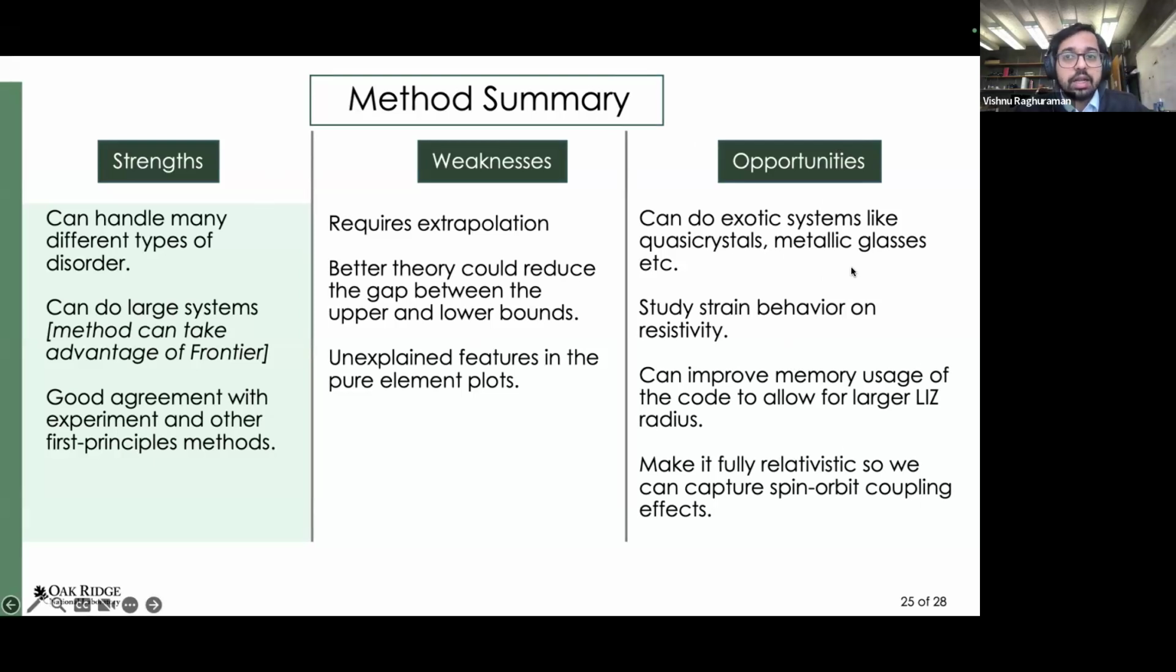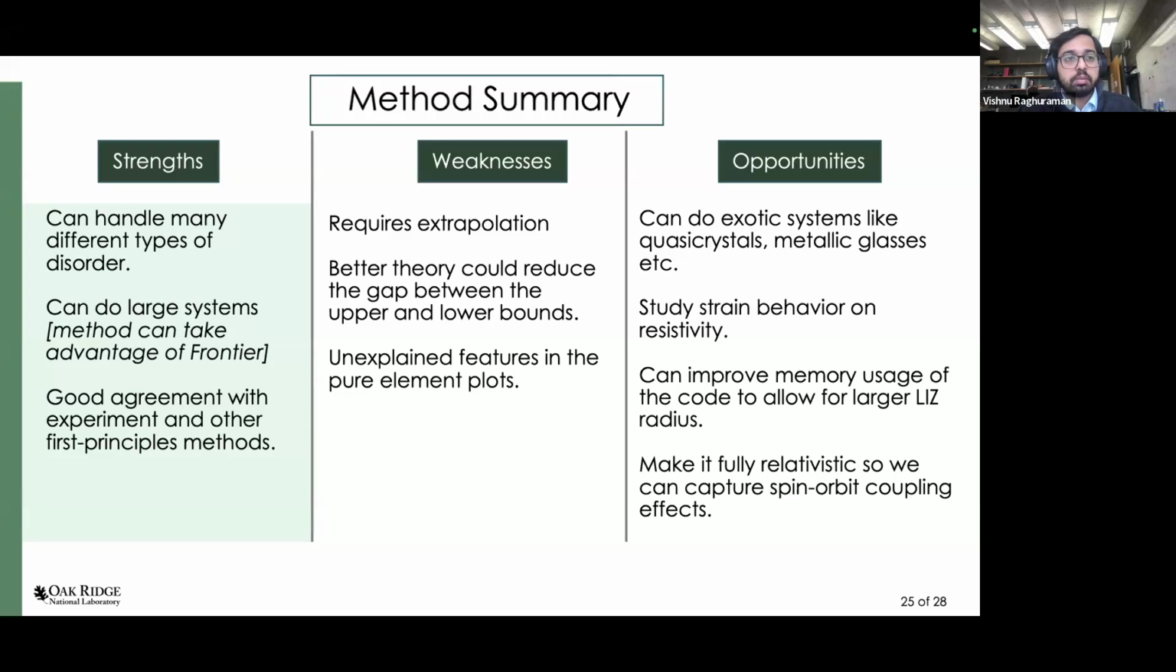There are plenty of exciting opportunities. We can do exciting systems like quasicrystals. We have a decagonal one, but we are also working on an icosahedral quasicrystal. We can do metallic glass systems. We can study strain behavior. Since we can create many different types of disorder, it should be possible to create uniaxial strain, or maybe even create stacking faults or slip planes in the structure, and then see how the resistivity varies.